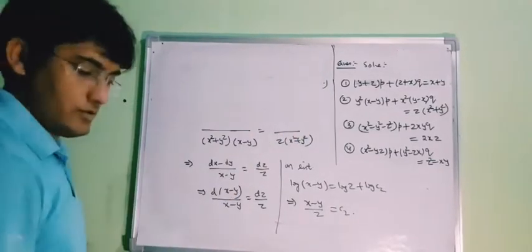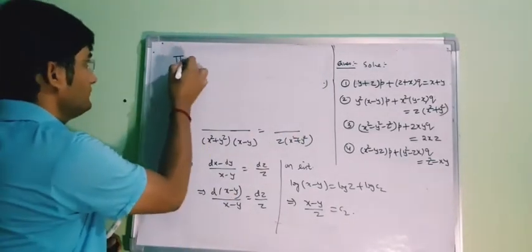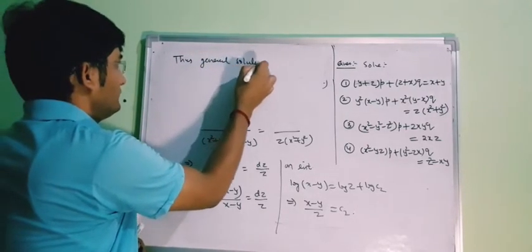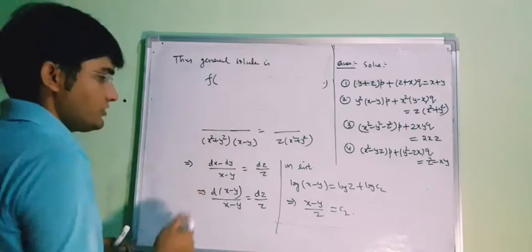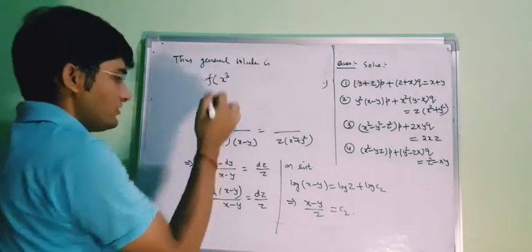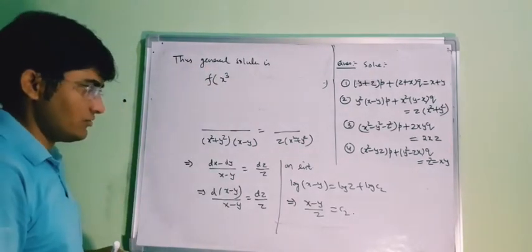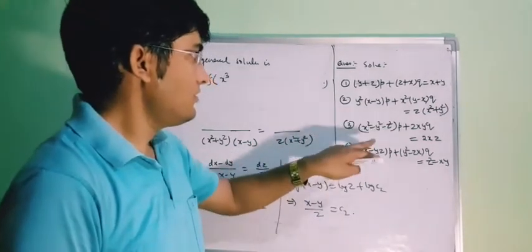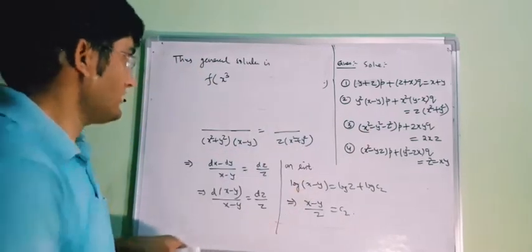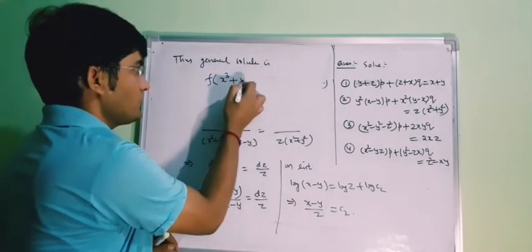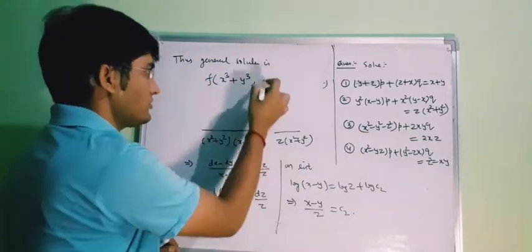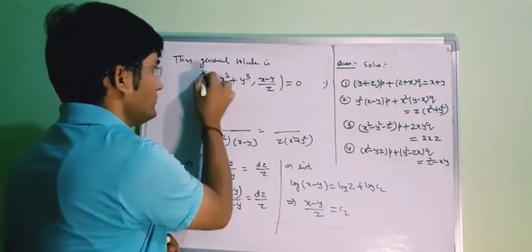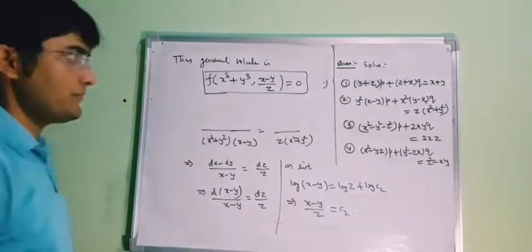f. Thus our general solution is f of the first solution. Your first solution was, I think, x cube plus z cube. The first solution, let us see the question. The first solution was, yes, x cube plus y cube. This was your first solution, and the second solution is x minus y upon z equal to 0. So this is your general solution of problem number 2.